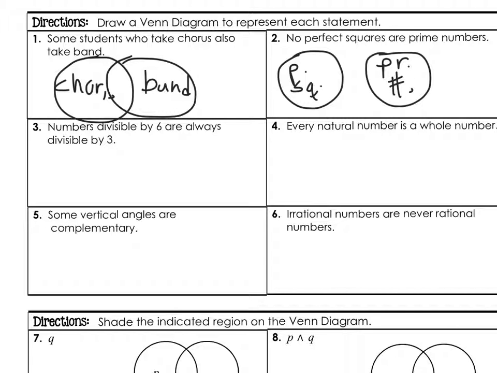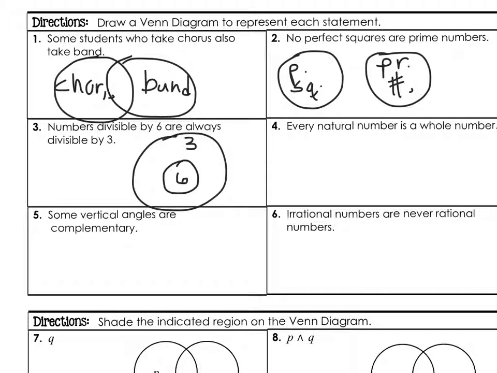Number 3 shows numbers divisible by 6 are always divisible by 3. Now these are the tricky ones because we don't always remember what goes inside. So numbers divisible by 6 are always divisible by 3. So the one thing that's always true about the other is that divisible by 6 would be the subset inside divisible by 3. And we can check that if it's necessary.